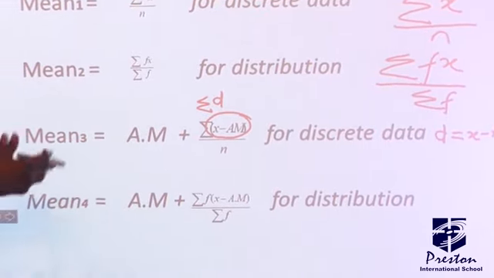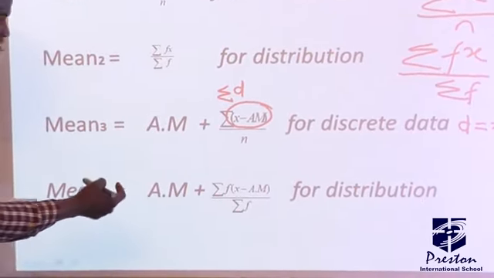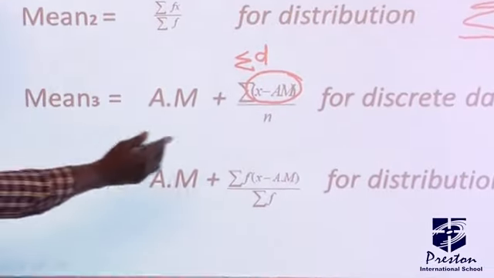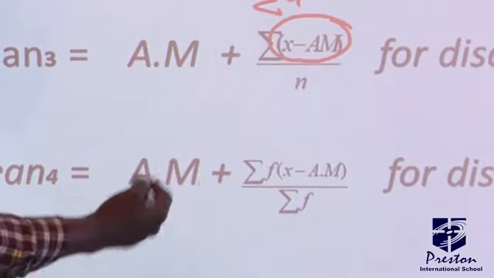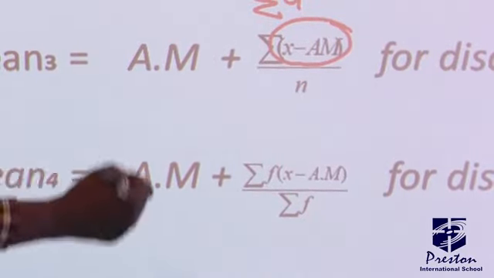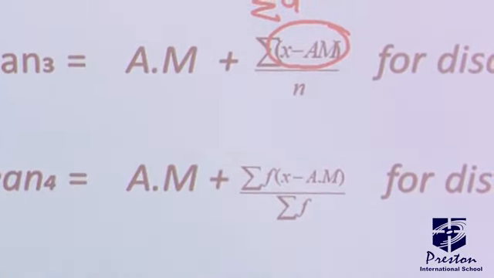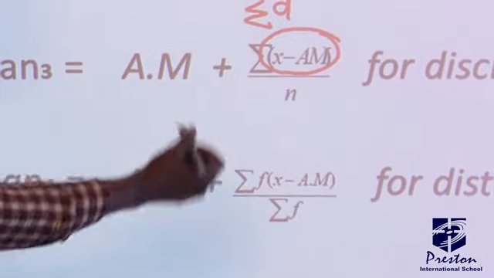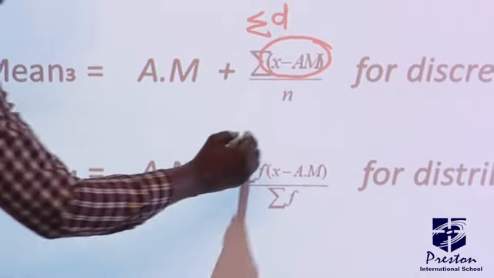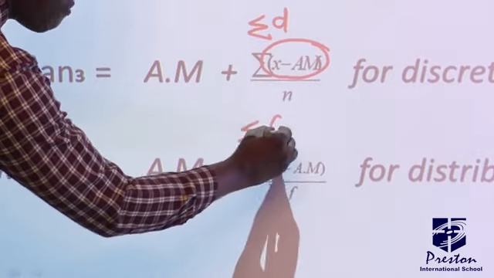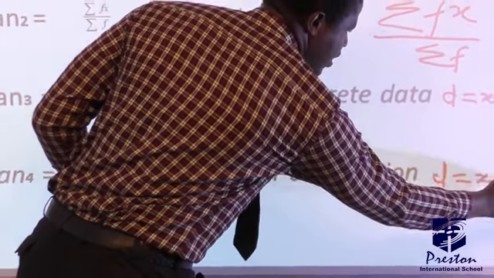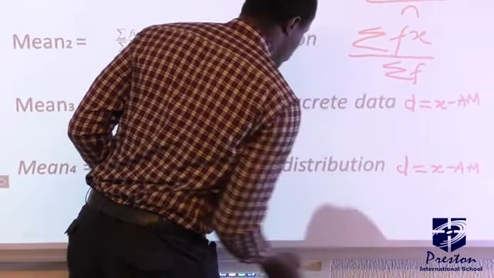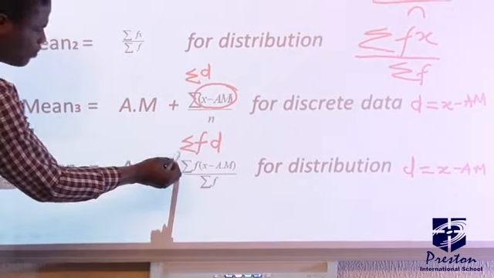Also, for distribution, we can have it as assumed mean plus summation f into bracket x minus A, that is assumed mean, over summation f. This one is applied here also. We can have it as summation fd, in as much as d is equal to x minus A. So we can have it as summation fd over summation f.